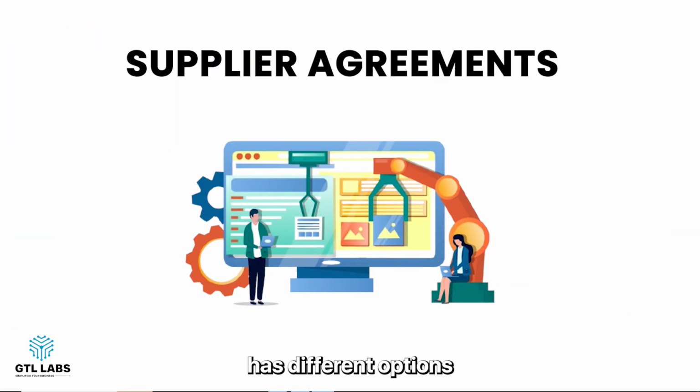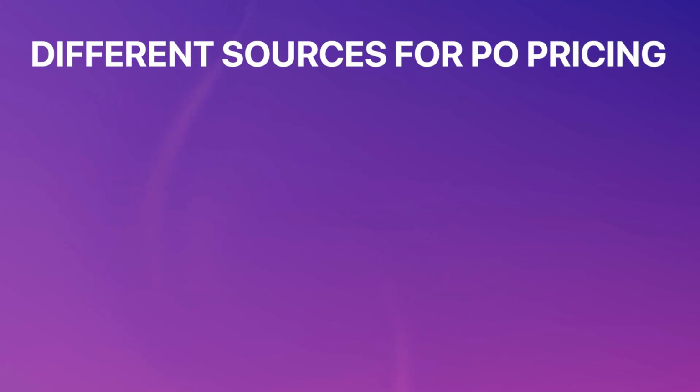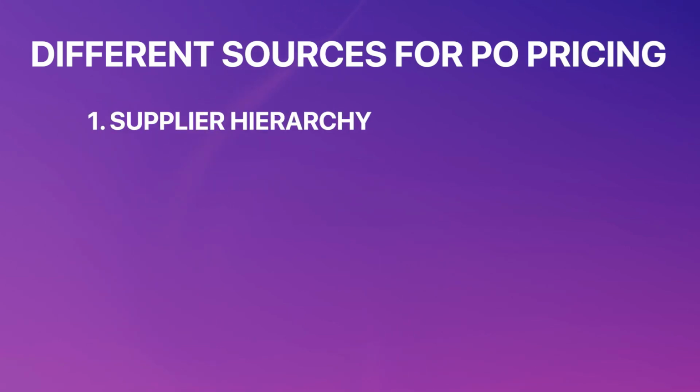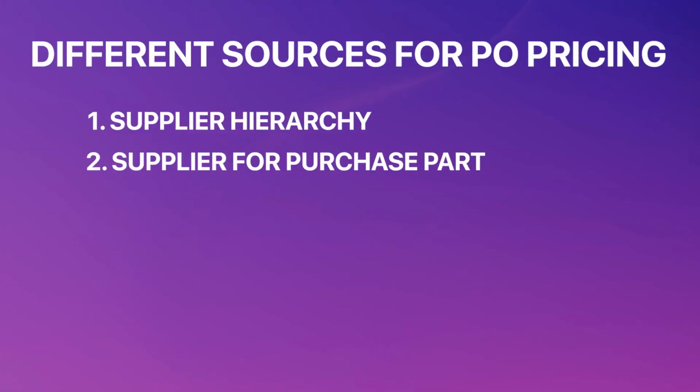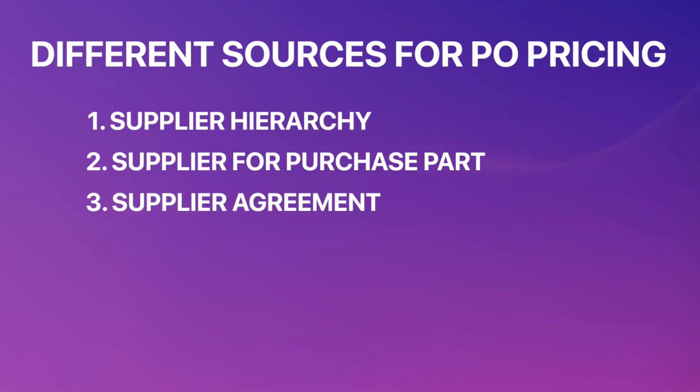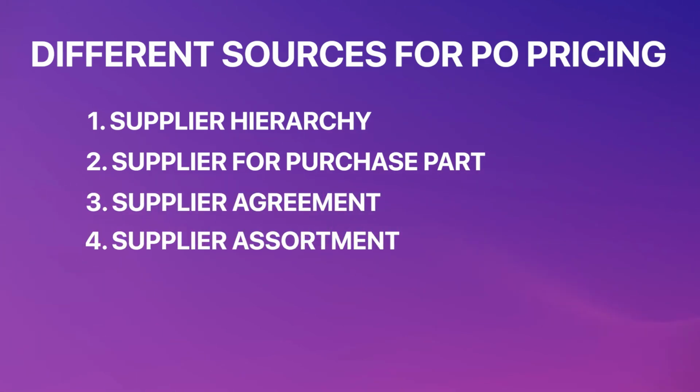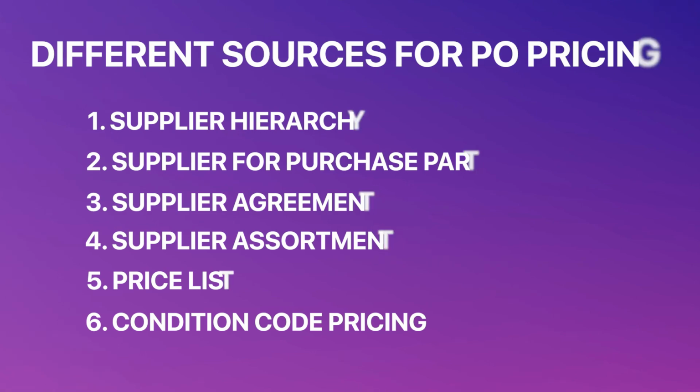IFS application has different options for purchase order pricing as listed below. Different sources for a PO pricing. Number 1, supplier hierarchy. Number 2, supplier for purchase part. Number 3, supplier agreement. Number 4, supplier assortment. Number 5, price list. Number 6, condition code pricing.